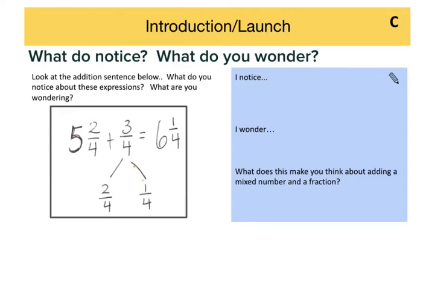Hello! Today we are going to be exploring how to add mixed numbers and fractions. Let's get started by looking at slide C.